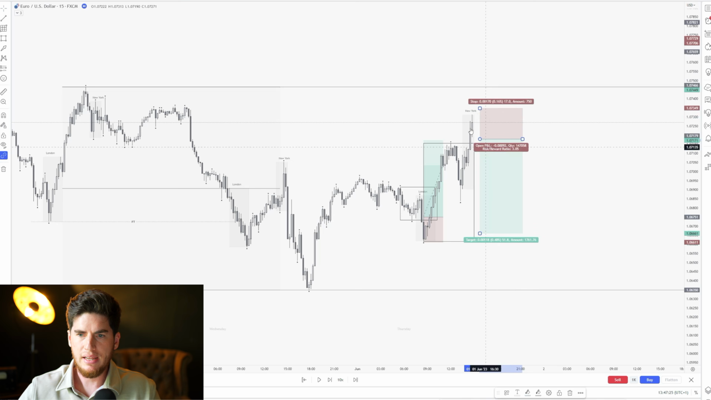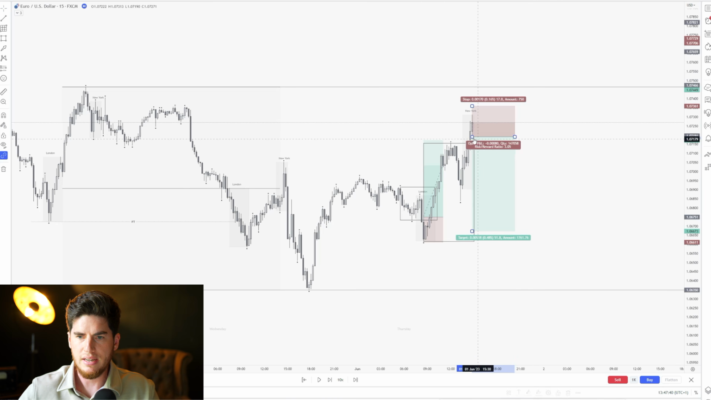We delete that pending. We wait for this 15-minute candle to close. Is the trade still valid? Did it create a higher high? Yes, it did. Is it still during New York session? Yes, it is. Am I looking to sell in premium? Yes, I am. So now that 15-minute candle is closed.